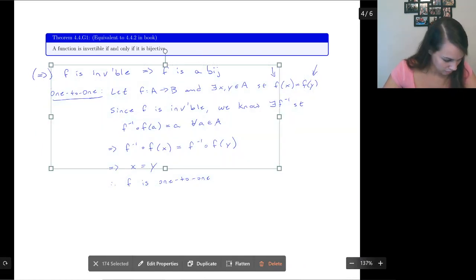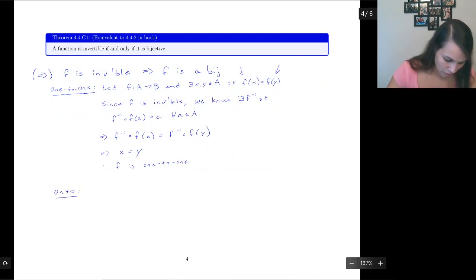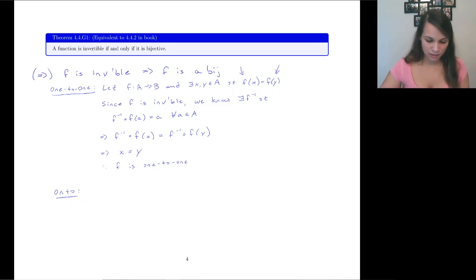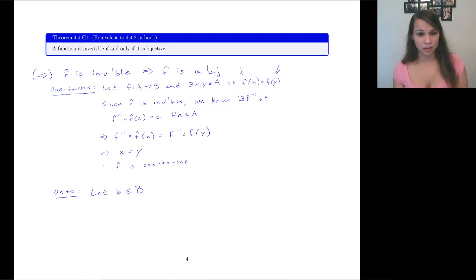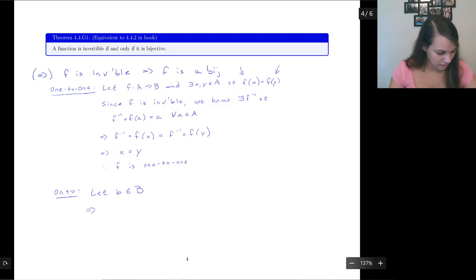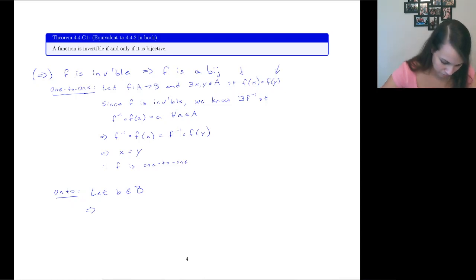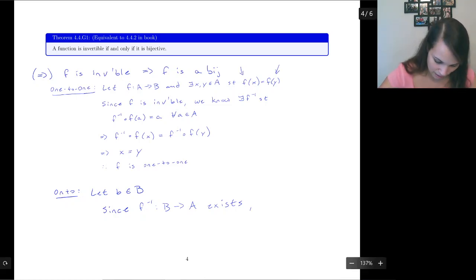Let's do onto next. So remember, onto, we start with a random element in the codomain, and hopefully it's in the range. We will prove that it's in the range by finding an input that's mapping to b. So if b is in B, then since f is invertible, we have f inverse going from B to A is a function that exists. So then f inverse of b is going to be an element of A.